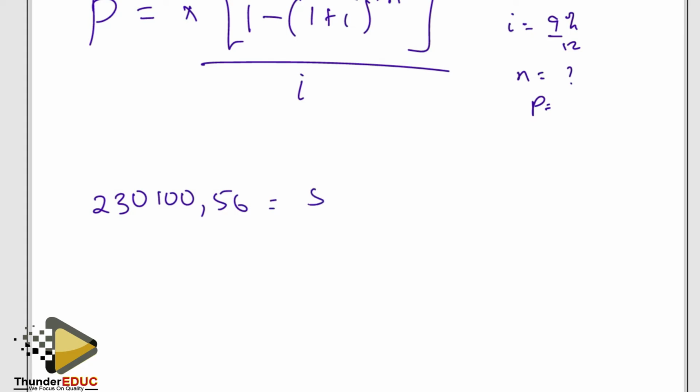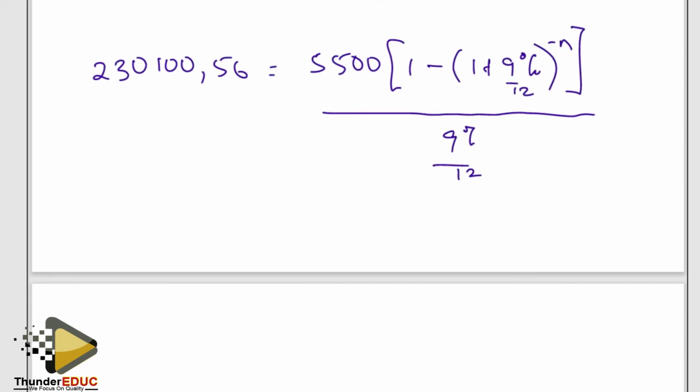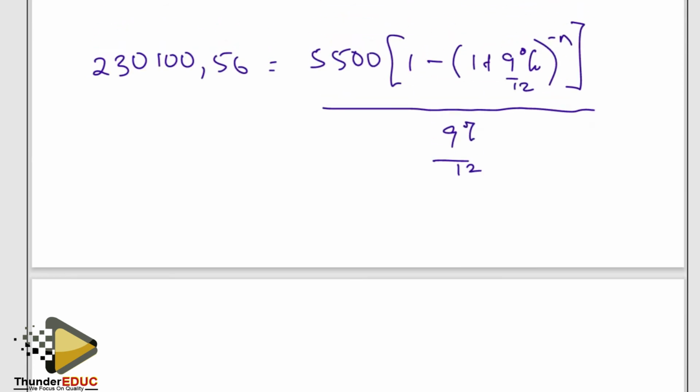230,100.56 is equal to 55 into 1 minus 1 plus 9% over 12 to the negative n. So I'm going to just use negative n because I don't want the number of years. I want the number of payments in months. Okay, so step number 1, it's up to you how you're going to solve this. You can start by dividing both sides by the 5.5.